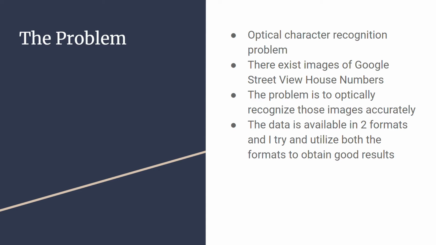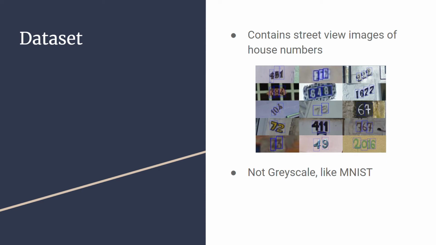The dataset that I'm working with is the Google Street View house numbers dataset, and the problem is to optically recognize the digits that are present in those images accurately. The data from this dataset is present in two formats. I've tried and utilized both the formats to obtain good results.